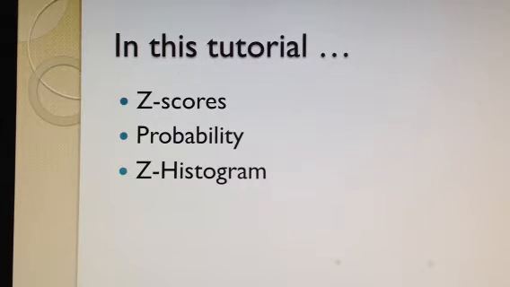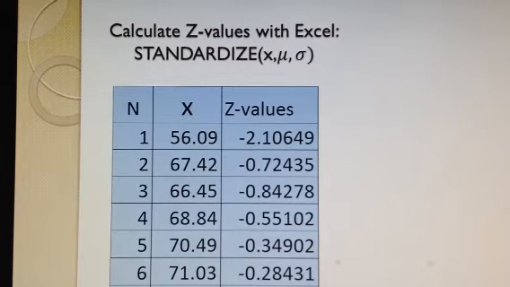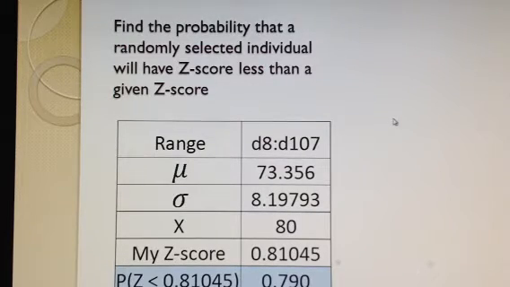In these tutorials, you will learn how to calculate z-scores, how to find the probability that a randomly selected person has z-score less than yours or less than specific value, and how to make a z-histogram. First of all, we will study the function standardize, in which the three values that you have to enter are the raw score, the mean of the data distribution, and the standard deviation. So you will calculate z-scores given the mean, the standard deviation, and the raw score. Finally, you will find the probability that a randomly selected person has z-score less than specific z-value.